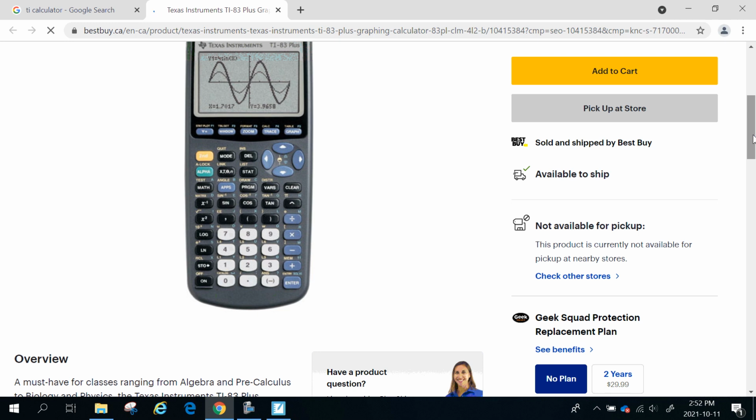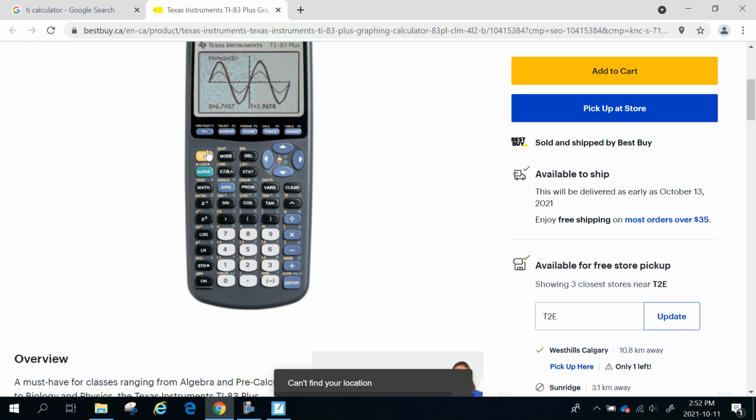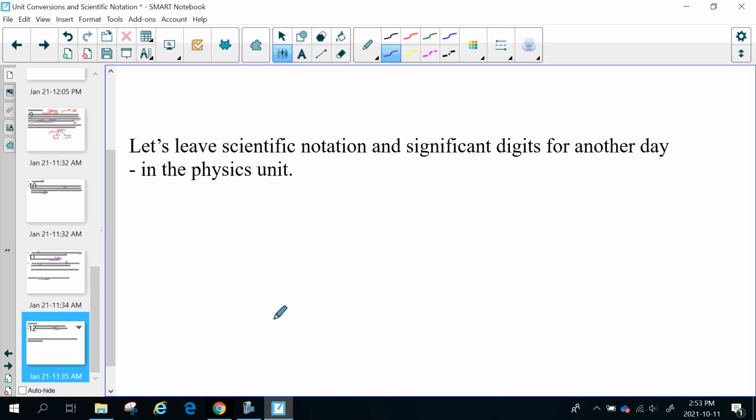A couple of the buttons that you'll notice on here: using the second function button, the yellow one at the upper left-hand side, and then the log button as a second function is 10 to the x. You can use that one for scientific notation, and you can also use this one here, the second function EE. You can also use that one for writing scientific or exponential notation when you're plugging these numbers into your calculator.